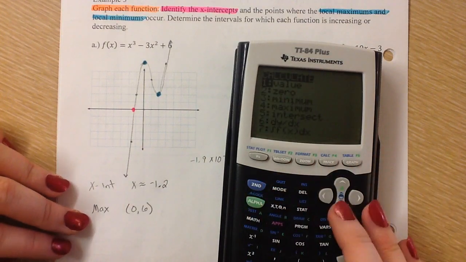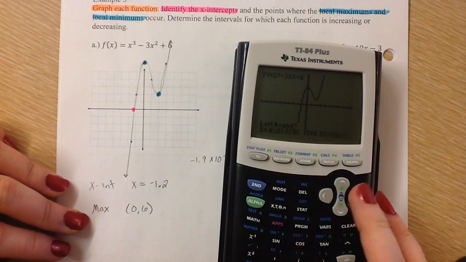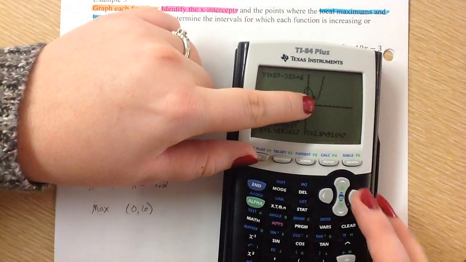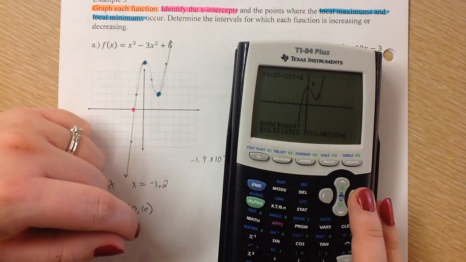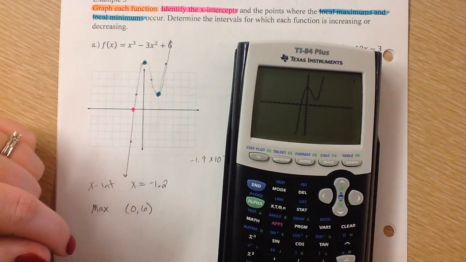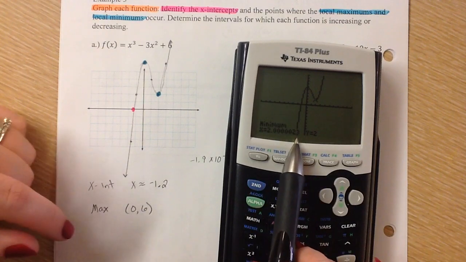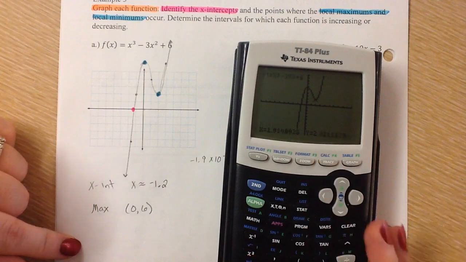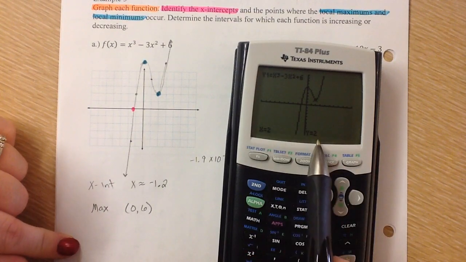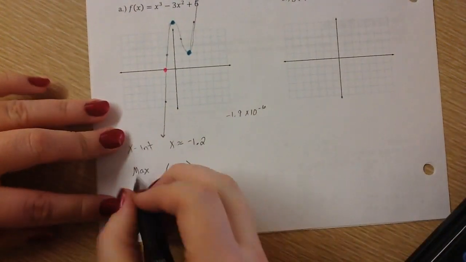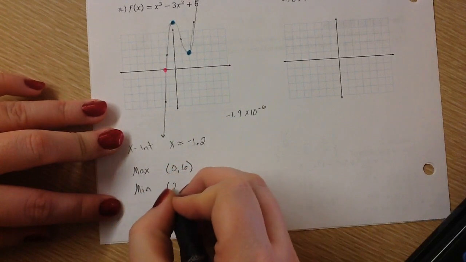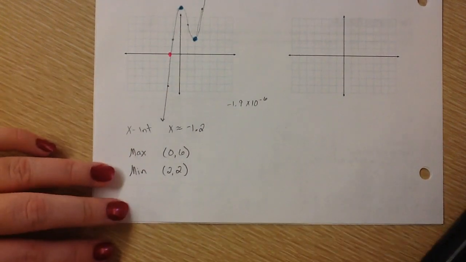So let's go ahead and find the minimum. Option 3, so left bound, the minimum's occurring right about there somewhere. Right bound. It gives me 2.00000023. Well, that's pretty much the 0.2. And if we trace and type in the 0.2, we get a minimum of 2. So that minimum then occurs at the 0.22. That's where the minimum occurs.